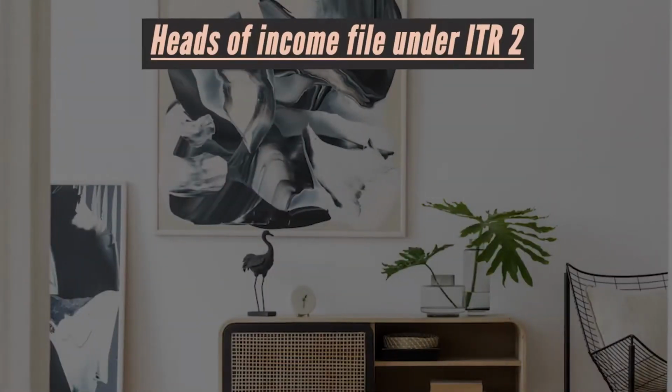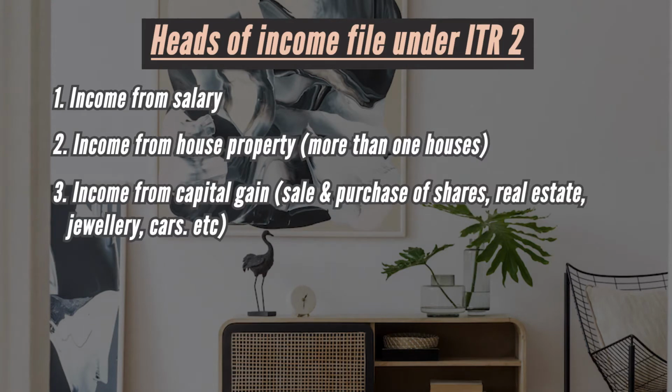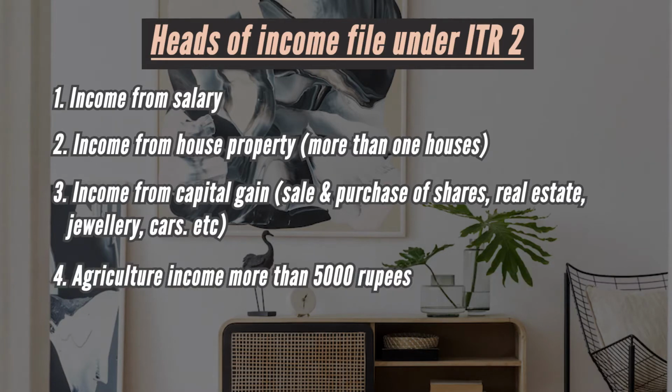Now let's see what are the heads of income that you can file under ITR-2. So for ITR-2, you may have your income from salary, you may have income from house property, and here you can have income from more than one house. Third, you can have income from capital gain, that is sale or purchase of shares, sale or purchase of real estate, sale or purchase of any capital goods such as jewelry, car, etc. And if you have agriculture income of more than 5,000 rupees, you are eligible to file ITR-2.